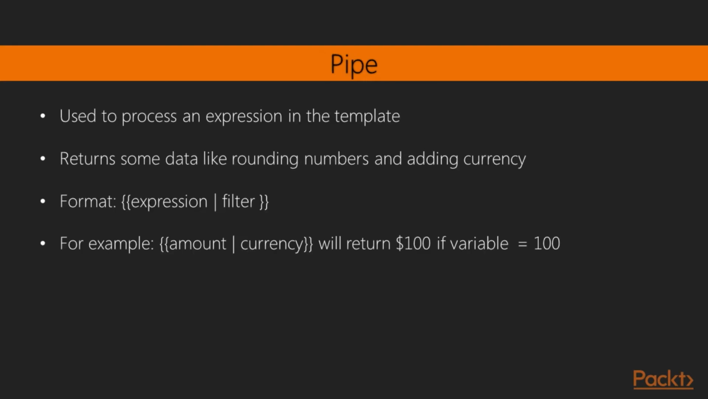Pipe. This is mainly used to process an expression in the template and return some data, that is, rounding numbers and adding currency. For example, the expression pipe filter format. For example, amount pipe currency will return $100 if the amount variable is 100.